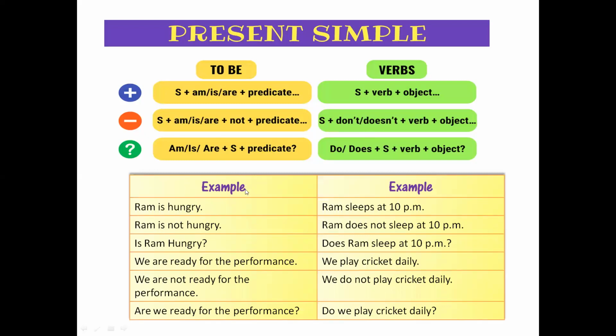So this column contains examples related to be forms of verb, and here we have the examples related to other than be forms of verb. If it is an affirmative sentence, because our subject is singular, we will use is. Ram is hungry. In case of negative, we will add not with it. And because this is the only verb in the sentence, in order to make an interrogative, we will add is. Similarly, if our subject is plural, we will use are. To make negative, we will use are not. And to make interrogative, again our question will start with are.